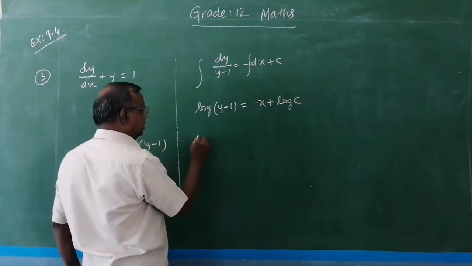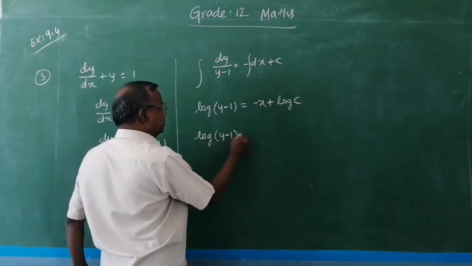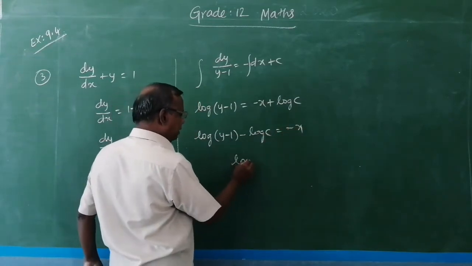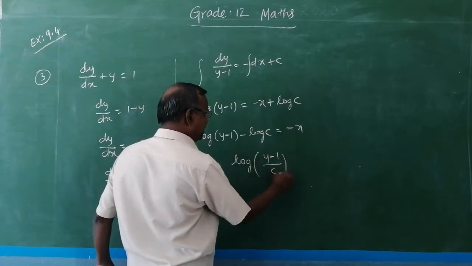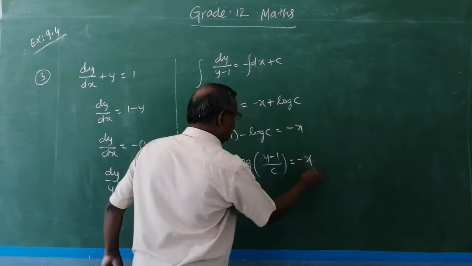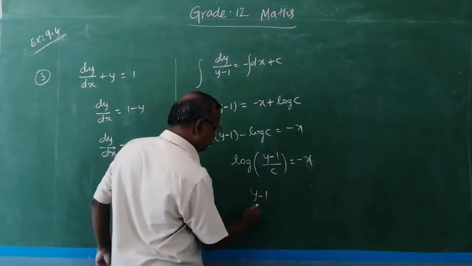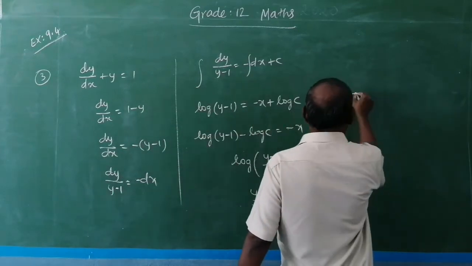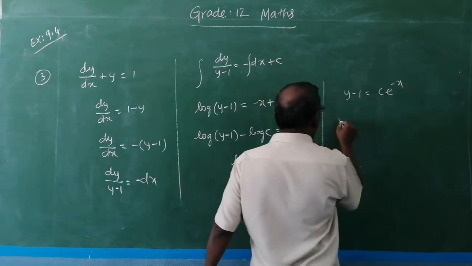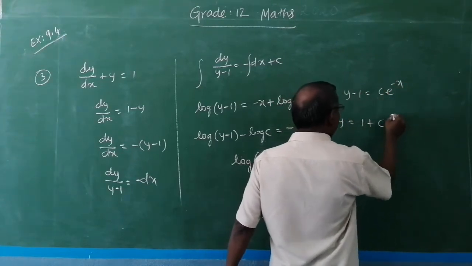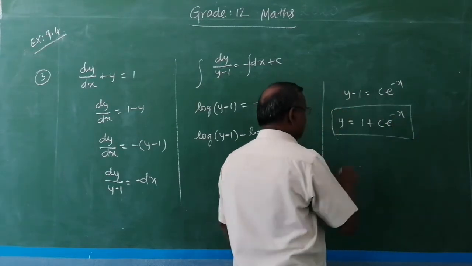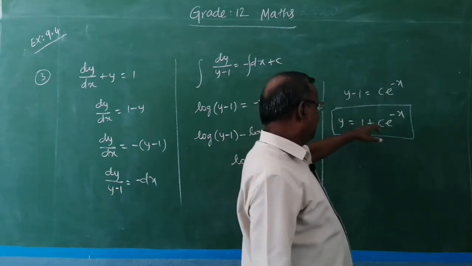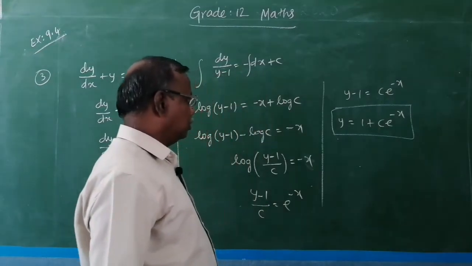Bring the log c to the left, that is log of y minus 1 minus log c equal to minus x. So log a minus log b equal to log a by b, that is log of y minus 1 divided by c equal to minus x. Now taking antilog, we have y minus 1 by c equal to e power minus x. Bring the c there, y minus 1 equal to c e power minus x, or y equal to 1 plus c e power minus x. Instead of c you can put arbitrary constant a, b, anything, but I take arbitrary constant as c here. So the answer is y equal to 1 plus c e power minus x.